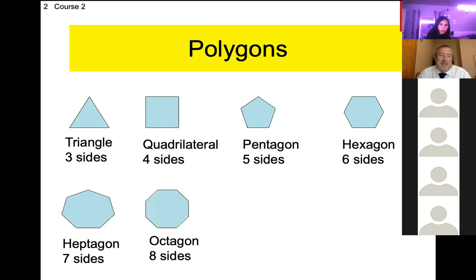Now, I made all my shapes with PowerPoint, and PowerPoint does not have a 9-sided polygon drawn for you. However, a 9-sided polygon is called a nonagon. Nonagon. You want to draw one that's kind of a combination of a heptagon and an octagon.